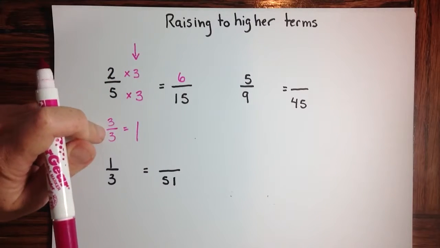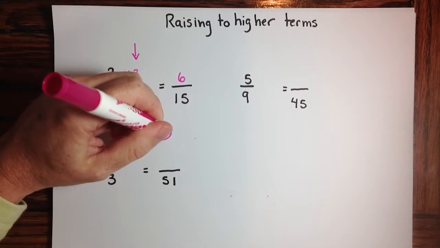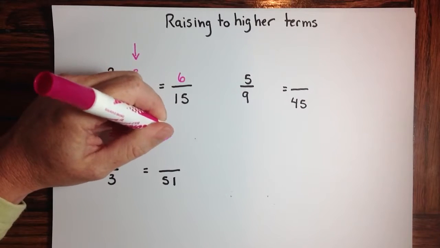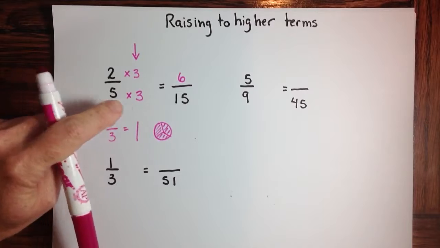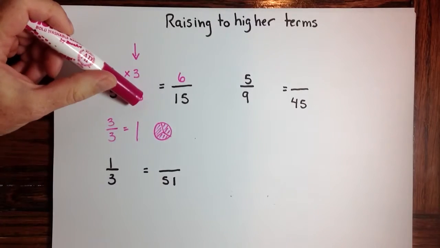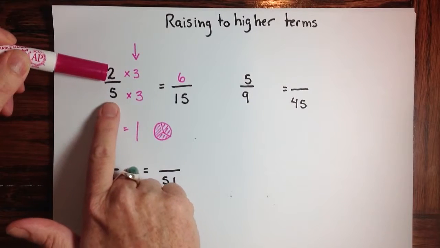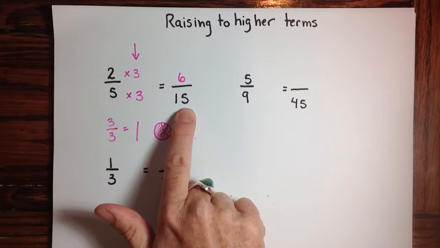Because think of our picture of 3/3. It would be a circle cut into 3, and all 3 of the pieces are there. And anytime we multiply a number by the number 1, it stays the same. So multiplying by 3/3 is just like multiplying by 1. Therefore, 2/5 is equivalent to 6/15.